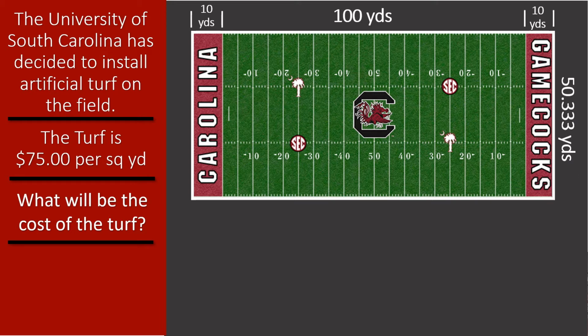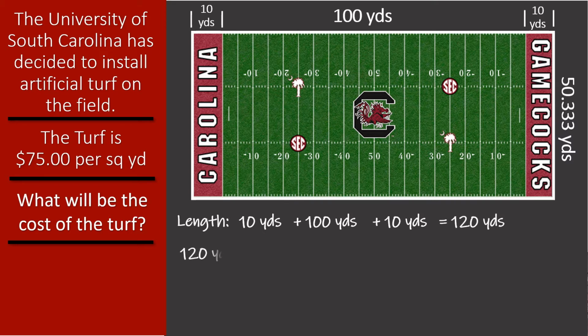All right, so first, the length is 10 yards plus what? 100 yards plus 10 yards. What does that equal? 120 yards. All right, so then we'll take 120 yards and multiply it by the width, which is 53.333 yards. If we multiply those, that'll give us 6,400 square yards. That is the size, the surface of that football field is 6,400 square yards.